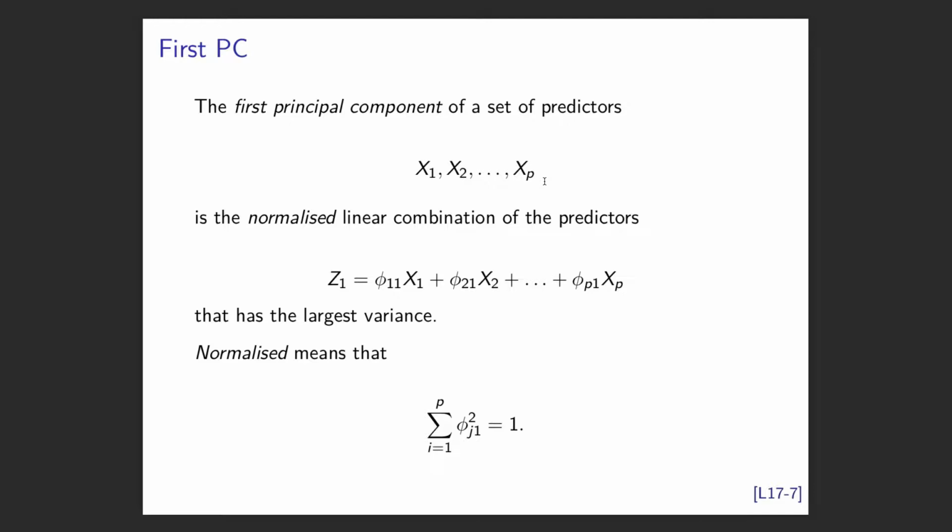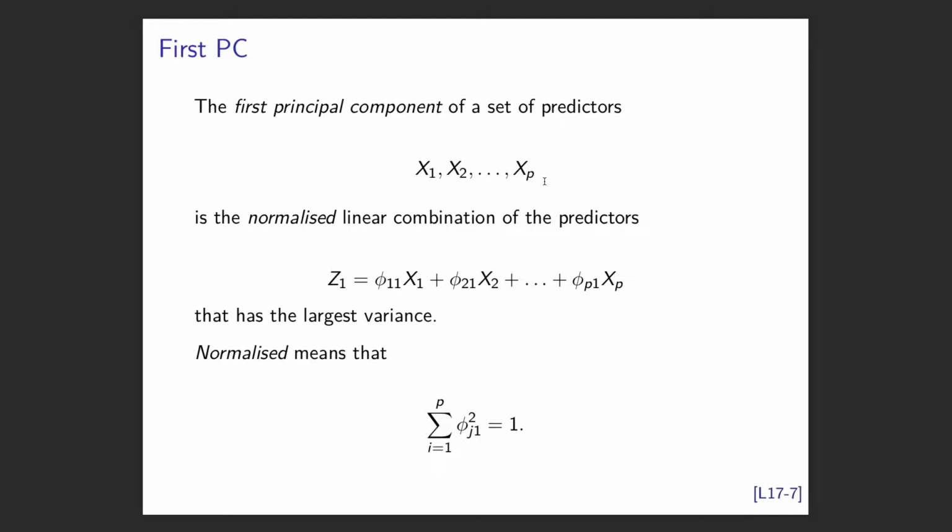Now I'm going to normalize this. By normalize, I mean that I take each coefficient, square them, and add them together, and that will be 1. You have to do that because if I just keep making the coefficients larger and larger, my variance will get larger and larger. If I have complete freedom, I just set phi11, phi21, etc. to infinity, and I really maximize my variance. So we have to have a constraint, and the constraint is that the sum of the phi squared equals 1.